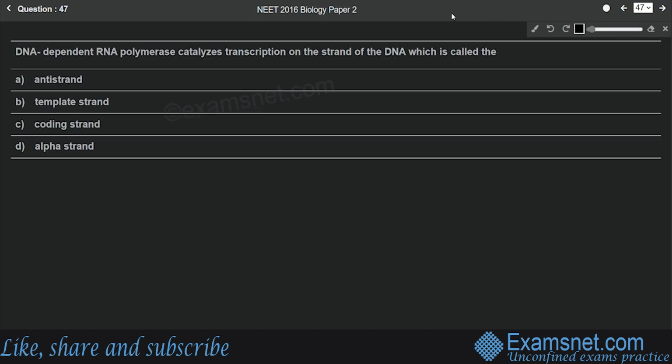Question number 47 is again from the chapter Molecular Basis of Inheritance, and the question is, DNA dependent RNA polymerase catalyzes transcription on the strand of DNA which is called the. Options are anti-strand, template strand, coding strand and alpha strand. So what is transcription? It is the formation of RNA from double-stranded DNA. So DNA to RNA formation is known as transcription.